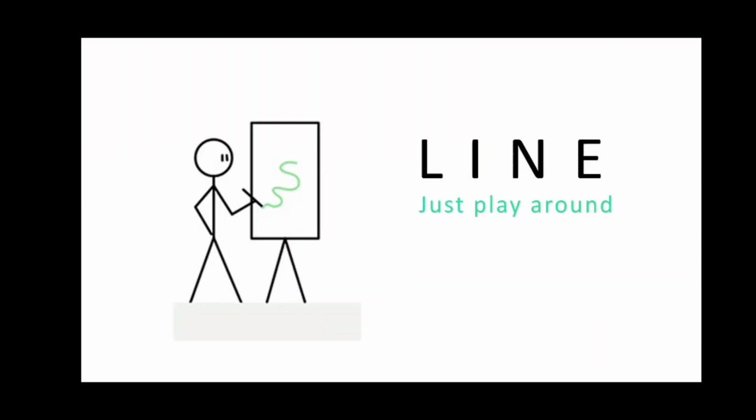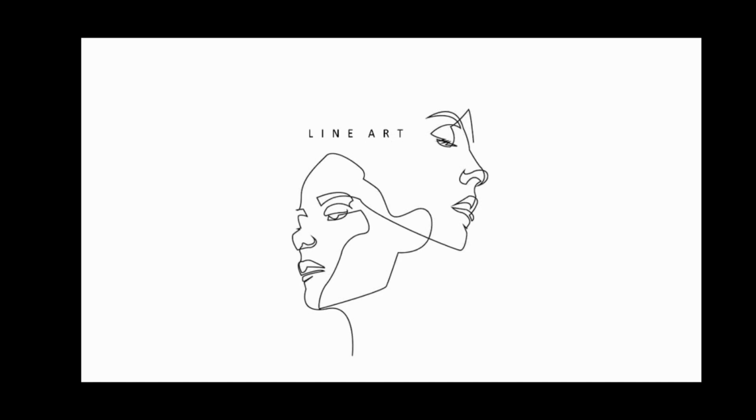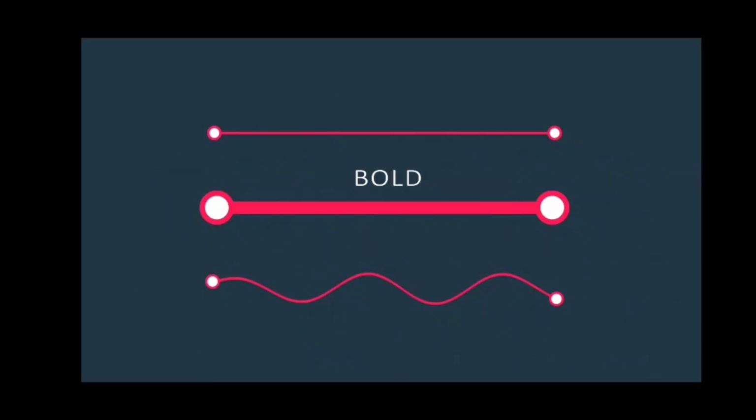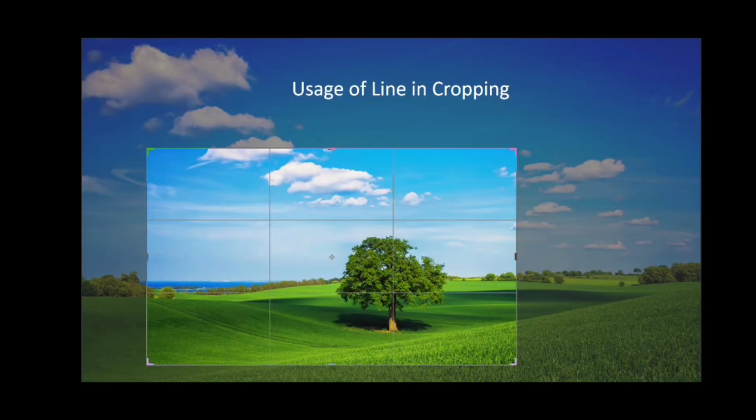There is also something interesting called line art. It has nothing but lines. The type, the structure, the rhythm, and the direction of the line determine what kind of message the line would give to the viewer. A very bold line can convey a message of aggressiveness, highlighting, and sometimes a bold line can convey a message of rudeness. Line also helps you to crop an image and give it a margin.